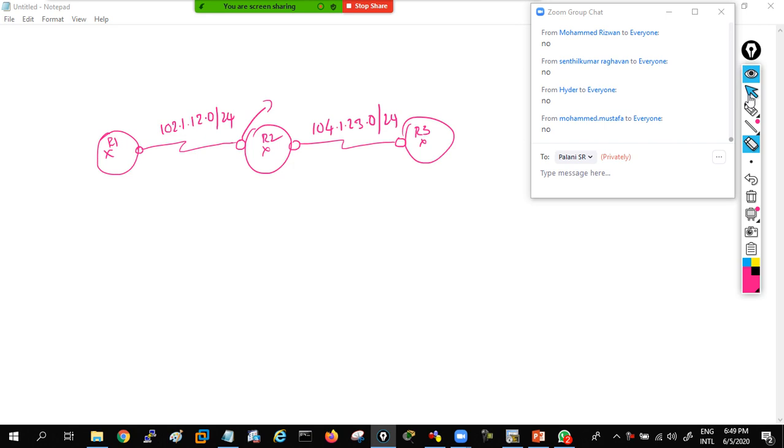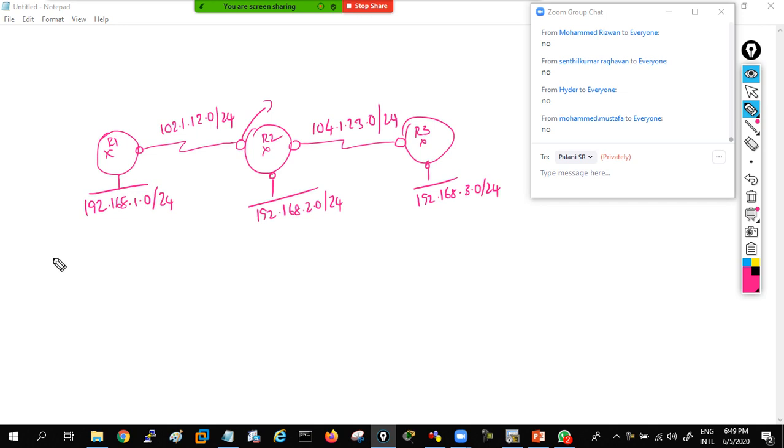Perfect. Now let's see it. We configured the local networks here as 192.168.1.0/24, here as 192.168.2.0/24, and here as 192.168.3.0/24. Everybody agree, guys? Understood?